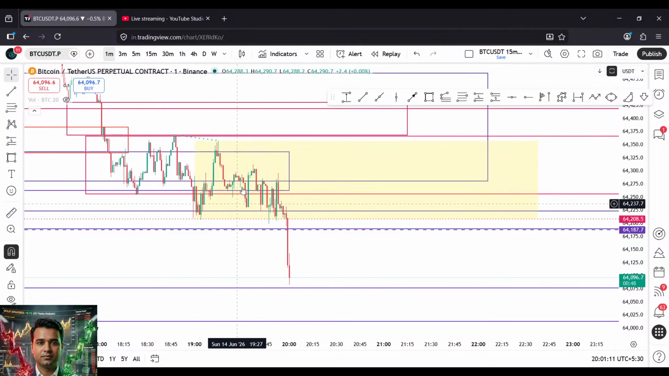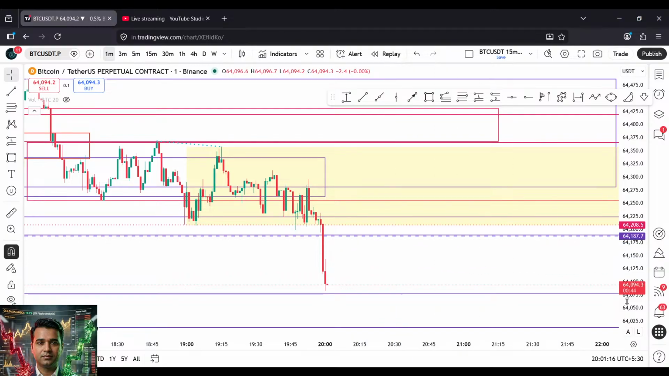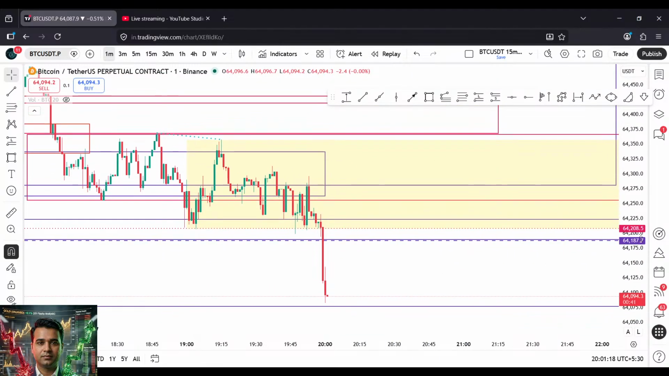Now inside this zone, you should analyze and find smaller zones. Why? The zone is too big here. The zone is too big here to trade.